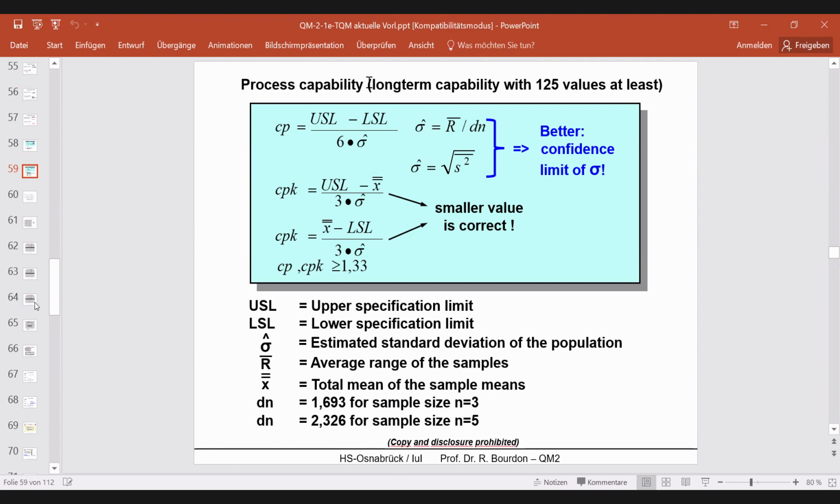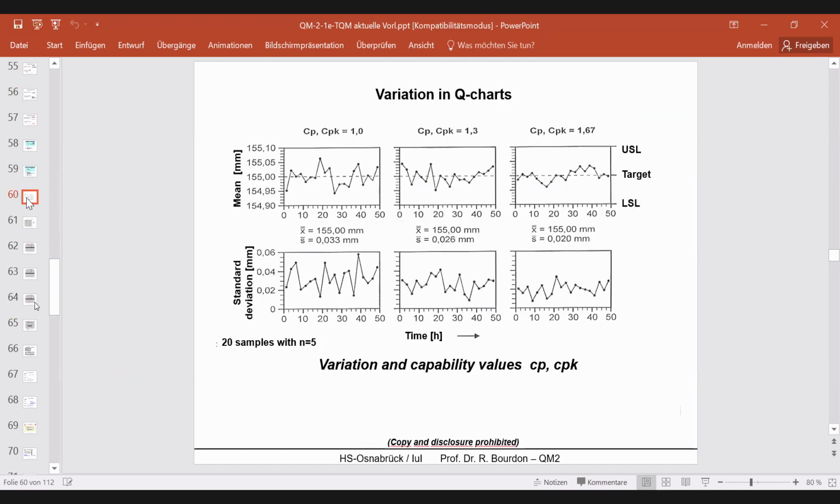Process capability is to be calculated for a quality chart with minimum 125 measurement values at least. This is the requirement for the process capability. So you need a lot of measurements before you can calculate CP and CPK. And CP and CPK are the values for the process capability.